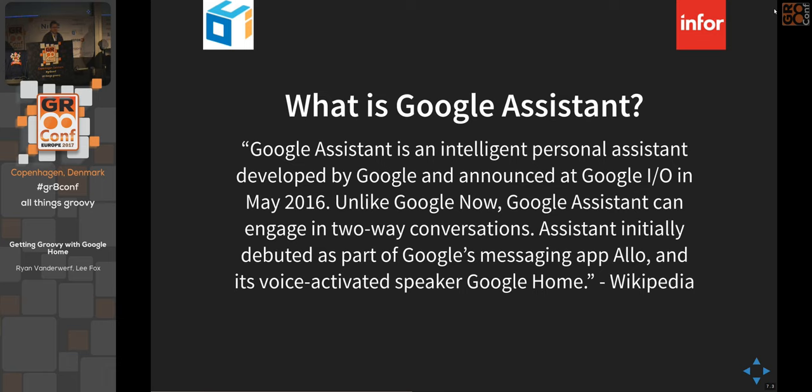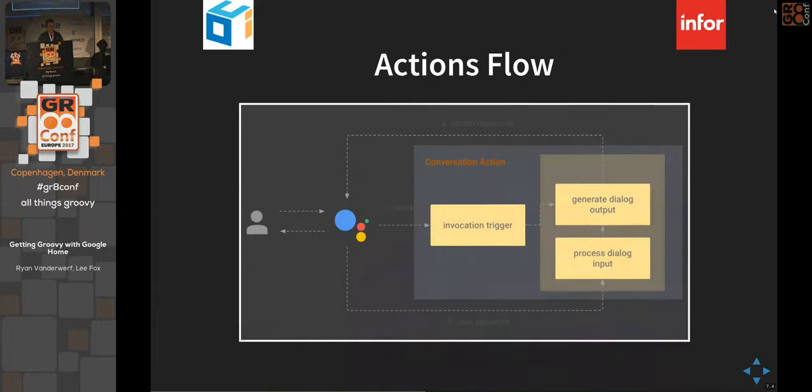Google Assistant, Lee kind of talked about that. That's just the intelligent assistant. And the evolution of this is it can now do two-way conversations. It used to be talk to it, ask it a question, and give you an answer back, and that was kind of the end of the interaction. We want to make something that's more than that, right, where we have a conversation.